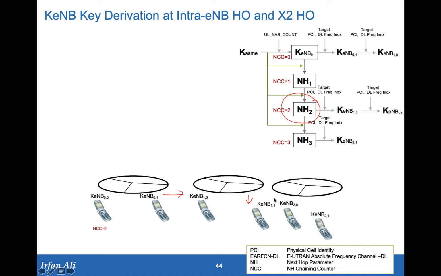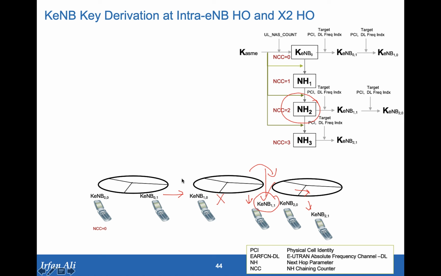And with this KeNB11, since the old eNode B doesn't know the NH value over here, it doesn't know the KeNB11 key, so it cannot snoop into whatever is happening over here. So the chain is broken once you get a vertical key derivation done. And then the same over here, when you move from this sector to this, you have a vertical key derivation. That means the eNode B1 cannot snoop into the traffic that is being transmitted on this side.